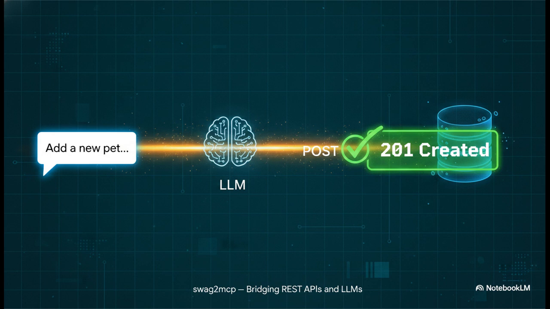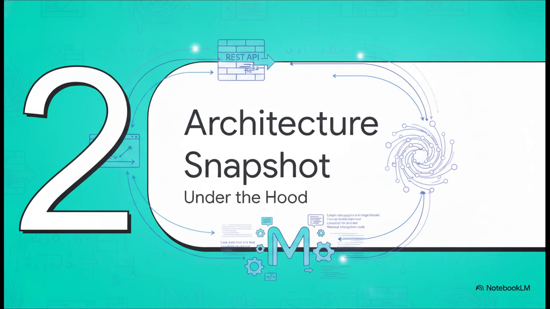And no way does it stop at just reading data. It writes data safely too. You just type, add a new pet named Buddy, a 1-year-old cat. The LLM automatically inspects the POST body requirements, maps out the data, asks you for a quick safety confirmation, and fires it off. Boom! A 201 Created status comes back, confirming that the AI successfully navigated the schema and safely altered the database, entirely on its own. It's like magic.